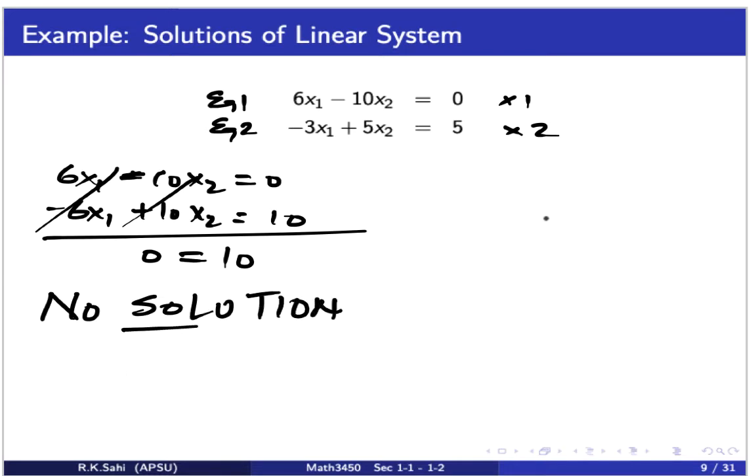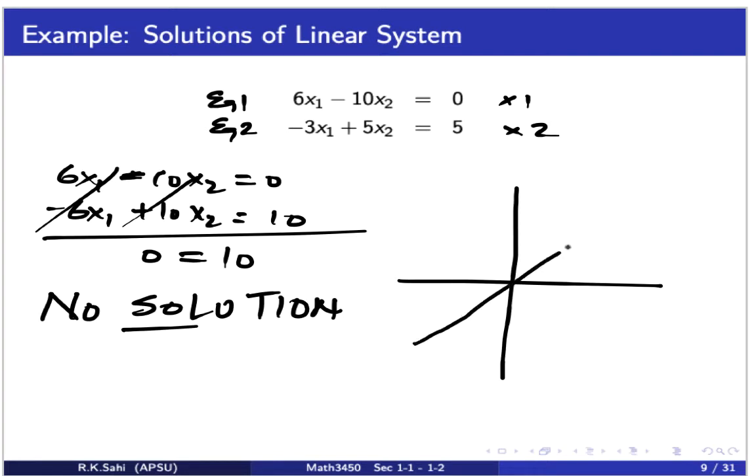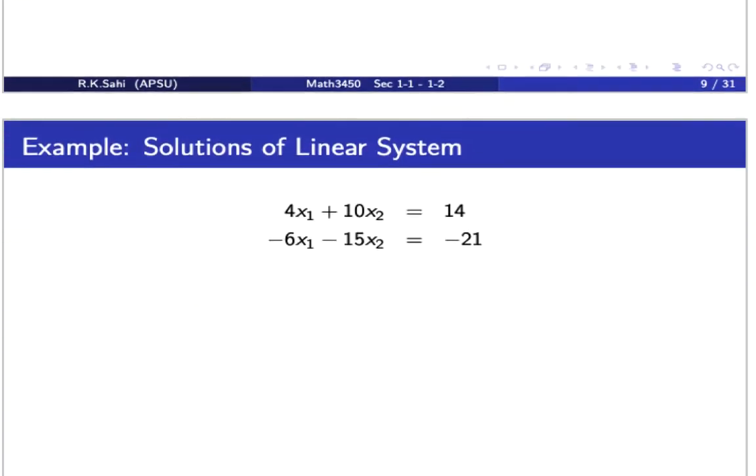And graphically, these are basically two parallel lines. Okay, so this one is equation 1. By the way, this is equation 2. This is x1 and x2. So what we have learned is that if you have a linear system where you have no solution, graphically it is two parallel lines. Okay, let's look at one more linear system and see what we get.